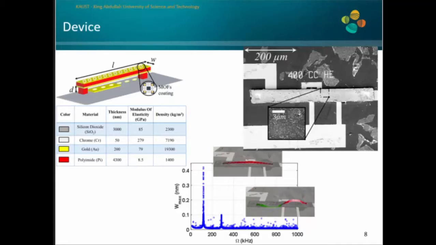This experimentally extracted mode shape matches the theoretical mode shape of a clamped microbeam, which will give us an indication of the uniformity of the MOF coating. Non-uniform coating will induce distortion in the mode shape, and a torsional component will start to play in.